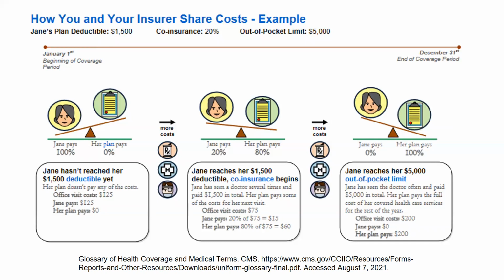Now, once Jane hits her $5,000 out-of-pocket limit, as healthcare costs accumulate even more, the health insurance plan will then pay 100% of her healthcare costs. So the next office visit of $200, her plan will pay that $200. I hope this gives you a little bit more of a visual of how this works in real life.